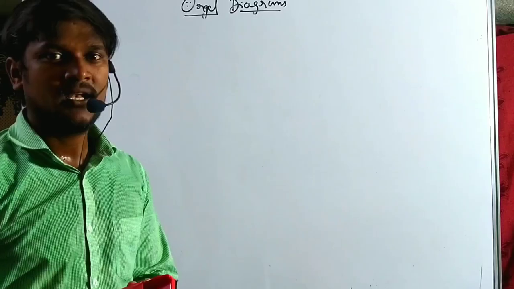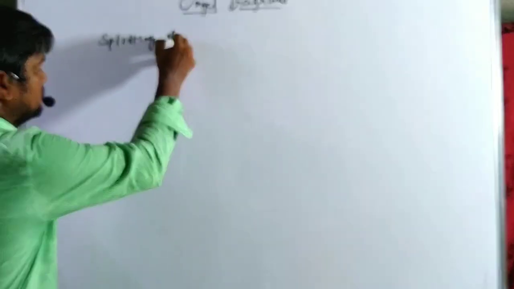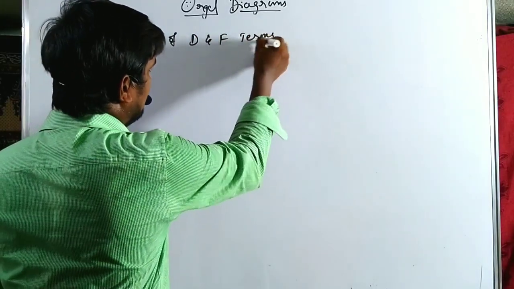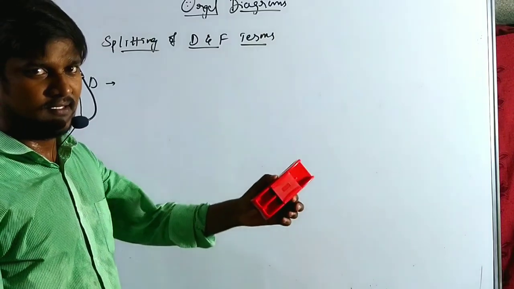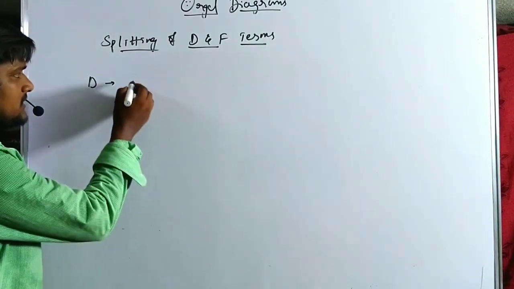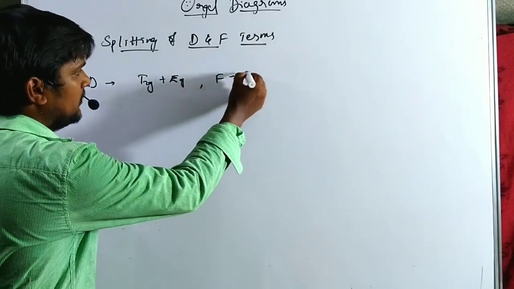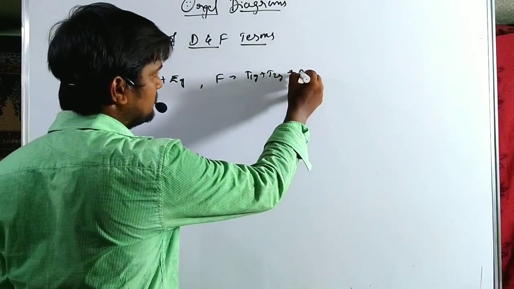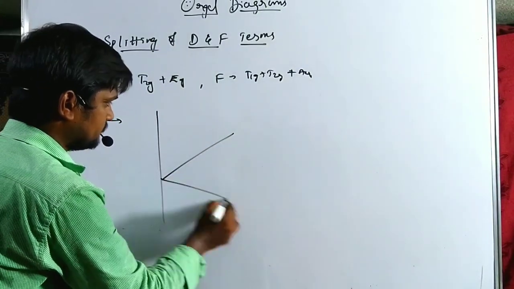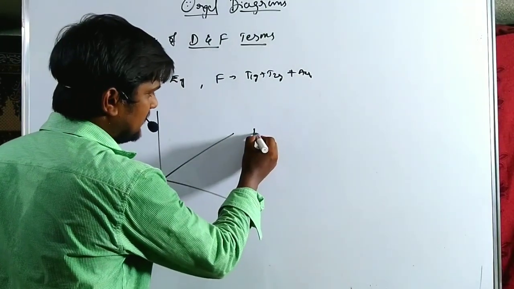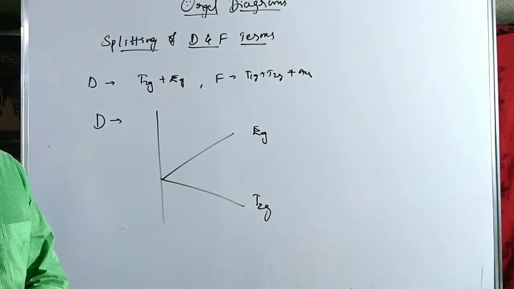Note this very clearly. Now we are discussing the splitting of D and F terms. The D term we already discussed at the start of this lecture. By Mulliken symbols, D further splits into T2g and Eg. F further splits into T1g, T2g, A2g. The D term splits into two types, Eg and T2g. This is the general representation of the D term.